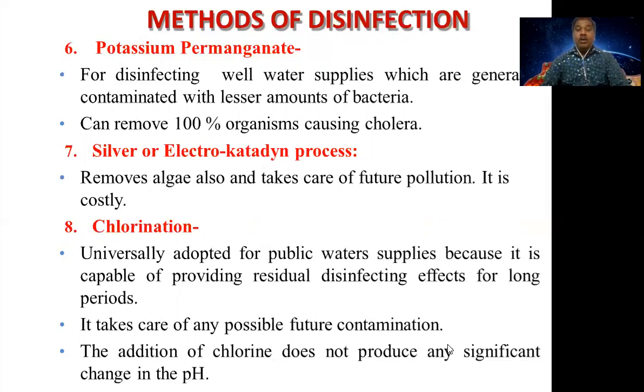Number eight is chlorination. It is universally adopted for public water supply because it is capable of providing a residual disinfecting effect for long periods. It takes care of any possible future contamination. The addition of chlorine does not produce any significant change in the pH.